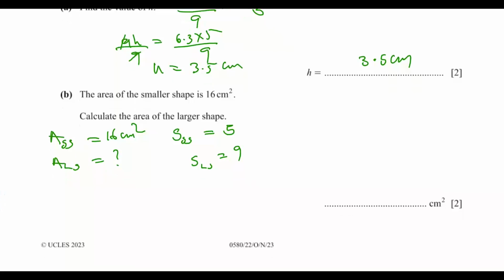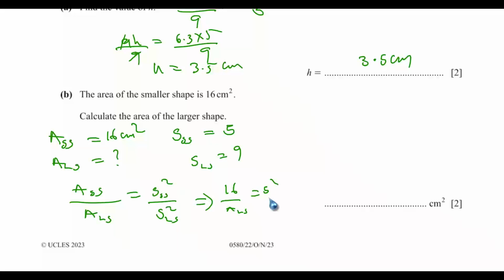So to get the area, it will be the area of the smaller shape over the area of the larger shape equals the square of a side of the smaller shape over the square of a side of the larger shape. So let's key in the values. This implies 16 over the area of the larger shape we want to get equals 5 squared over 9 squared. So this will be 16 over the area of the larger shape equals 25 over 81. Then you can cross multiply. So the area of the larger shape will be equal to 81 times 16 over 25.